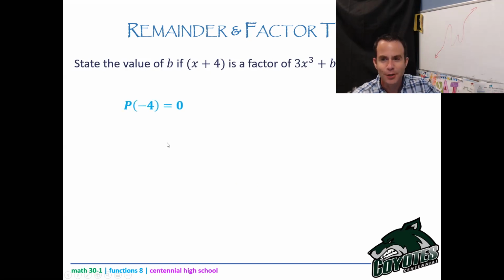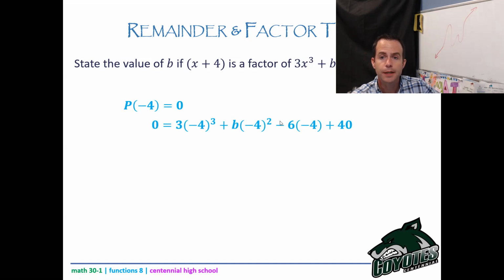I can just tell. Okay, so p of negative 4 will equal 0, which means I'm going to plug negative 4 in for x, and I'm going to set my equation equal to 0, and I'm going to solve for b. So pause me and go ahead and do that.